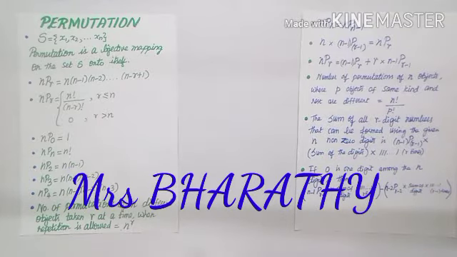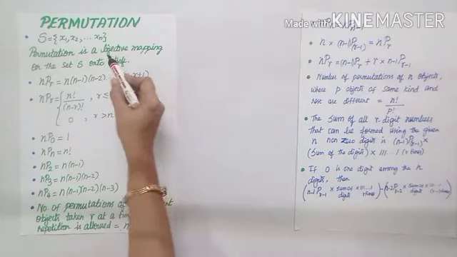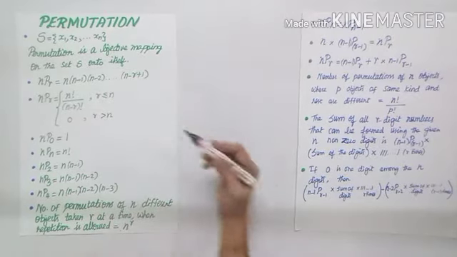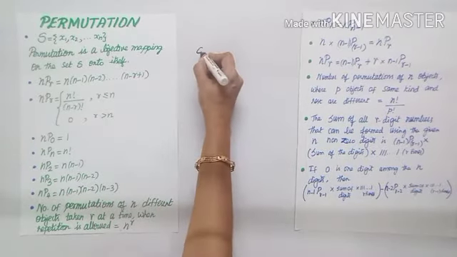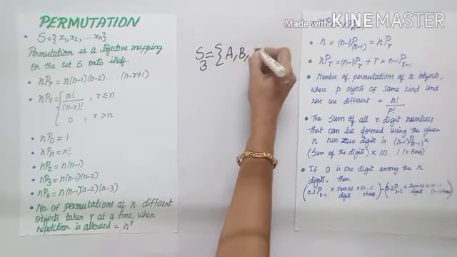Good morning, children. As we had done a few problems on permutation, let us discuss the formula in detail. Permutation, as a mathematical concept, we define as a bijective mapping on the set. Suppose the set is S3, containing A, B, C.